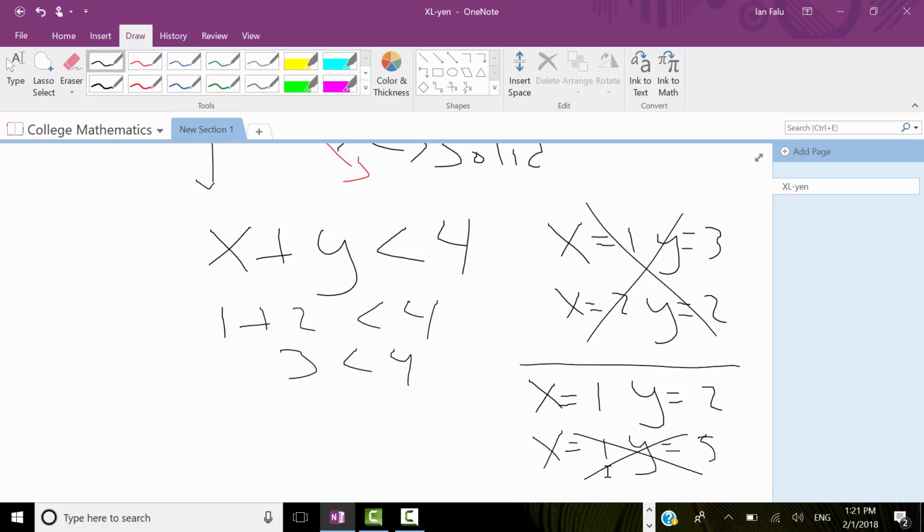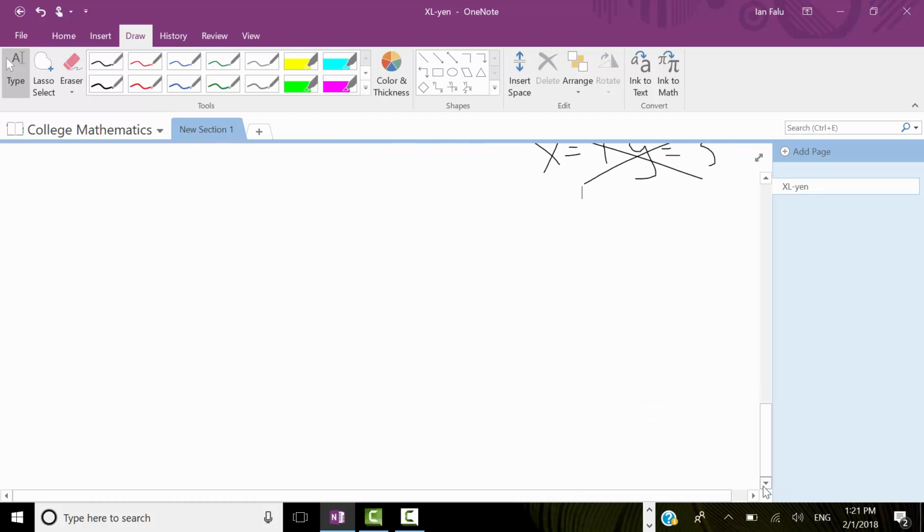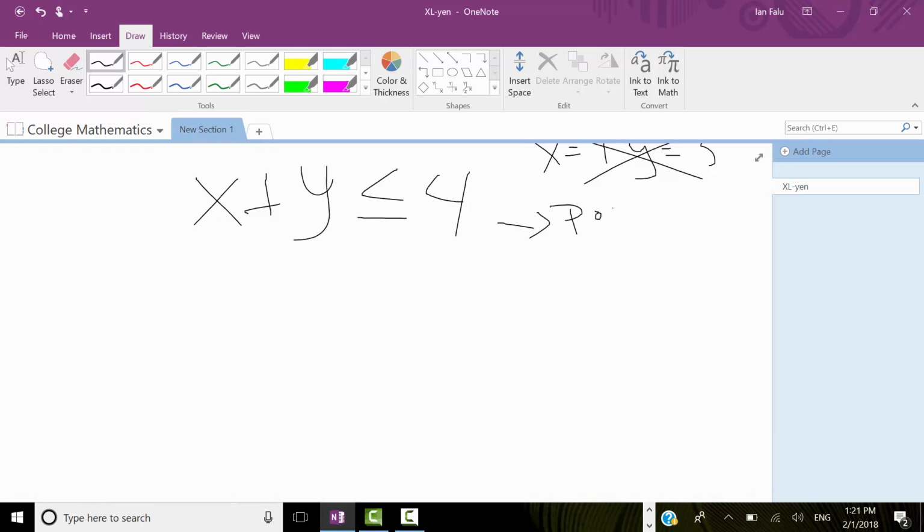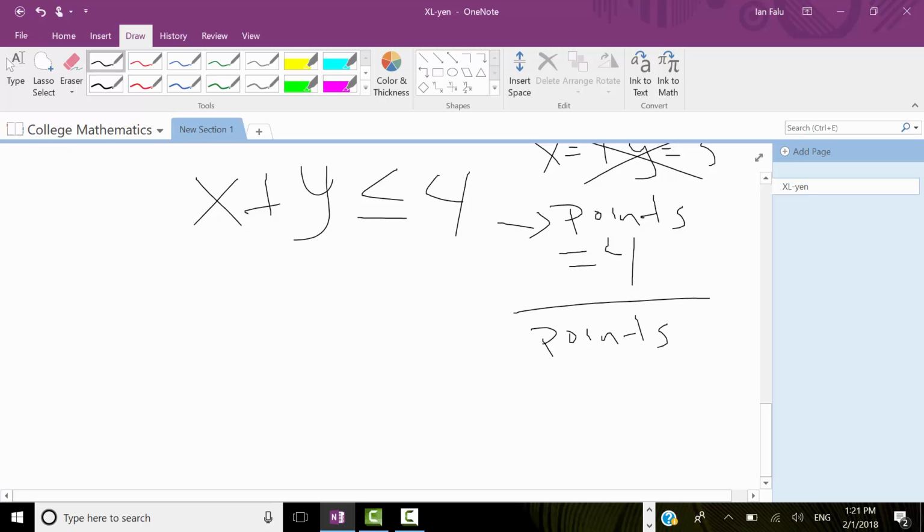So when they're asking me now to graph the inequality x plus y is less or equal to 4, here we have two things going on, right? I want the points that will make this equal to 4, and also I want the points when you add x plus y is less than 4. And here you have the points that x plus y is equal to 4. Right? It's two conditions.